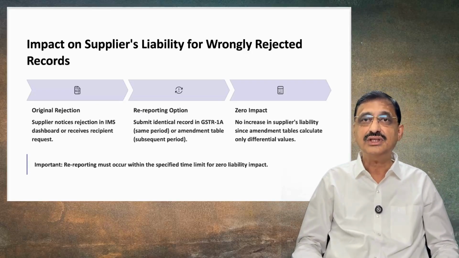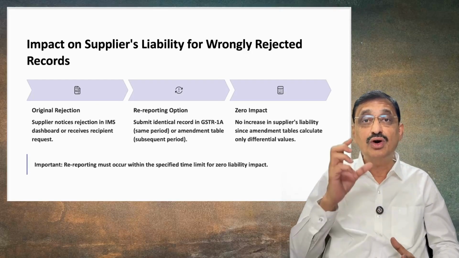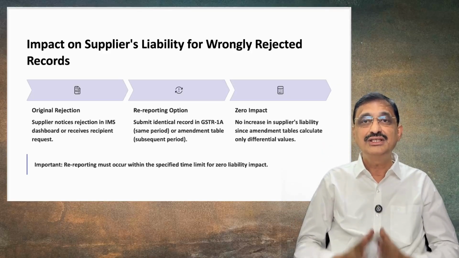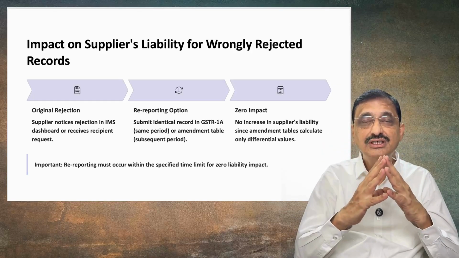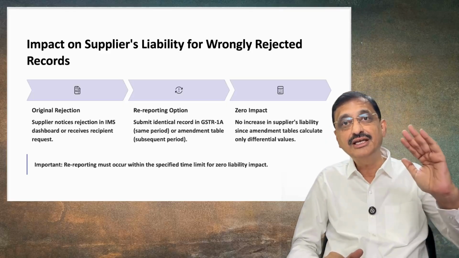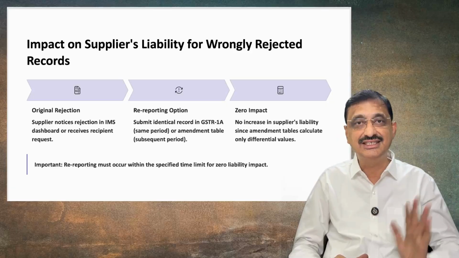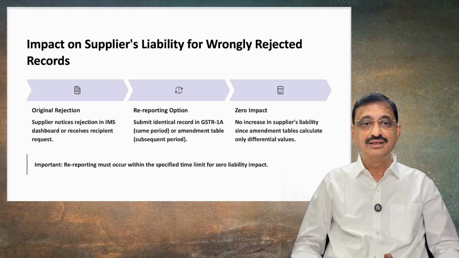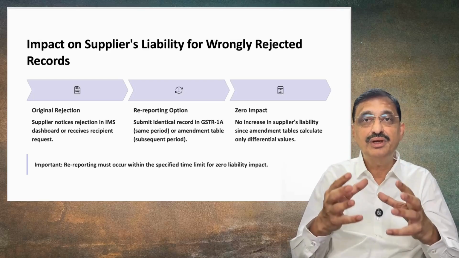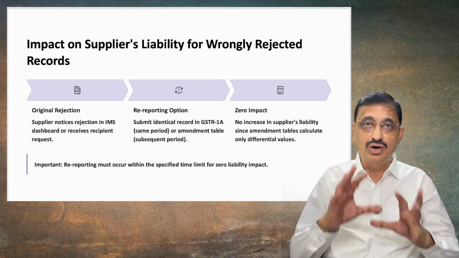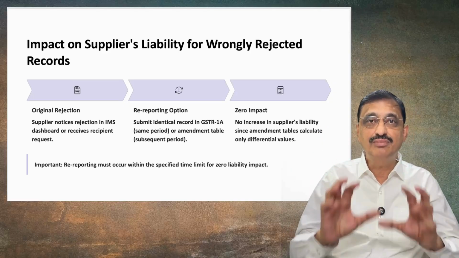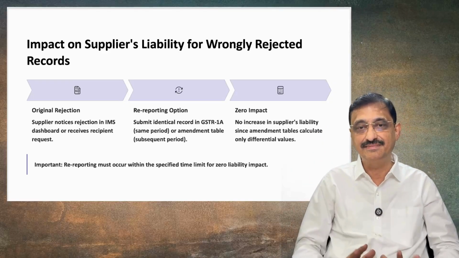Now, in such a situation, what will be the liability of the supplier? Once the invoice is originally rejected, the liability of the supplier will not get changed, right? The supplier will be informed by the recipient, or the supplier, through his IMS dashboard, will come to know that the invoice has been rejected.